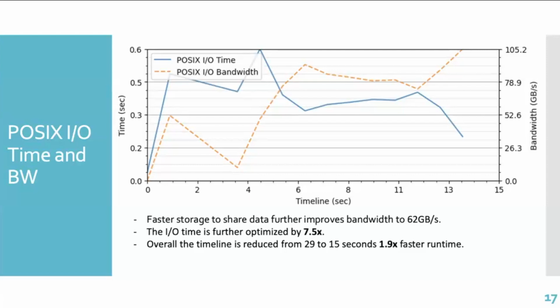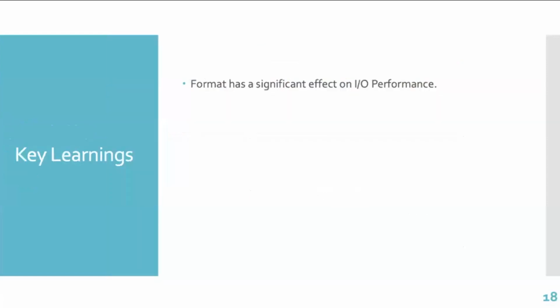So that's the idea here: during the first few epochs, it will cache more and more data depending upon the scale, because this is data parallel training. So it has to map all the data. Overall, if you just look at IO time, there was a 7.5x speedup. And the overall timeline was reduced by almost 1.9x.